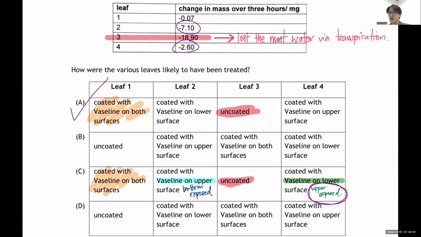Agree? If Vaseline is on the upper, it means bottom exposed, it will lose less water and less mass than 2. Agree? Arian, Claudia, Cassie, and Racing, confused by this or not? Are we clear about why answer is A? Thank you, Arian, Claudia, and Kathleen.